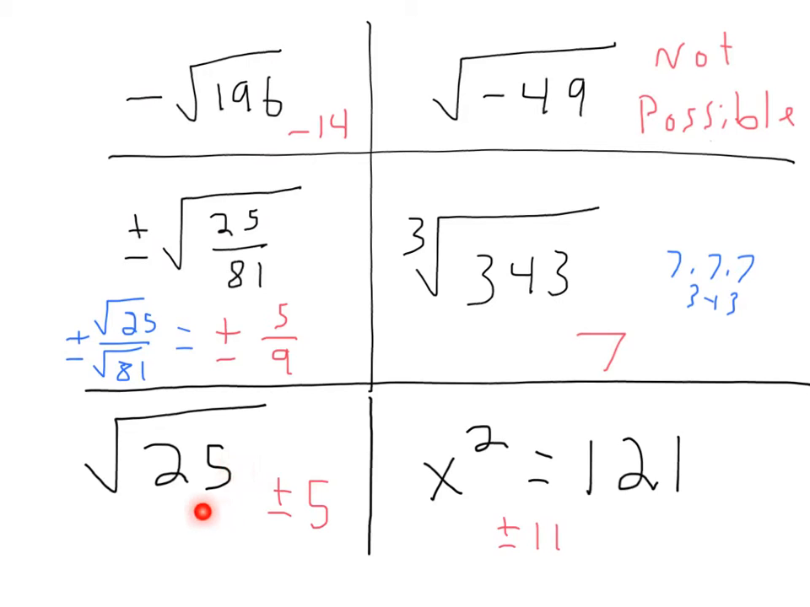Down here, a lot of people write 5. 5 is acceptable, but I need both answers because a negative 5 times a negative 5 is still 25. So you need that plus or minus 5. Same concept over here. X could very easily be a positive 11, or it could just as easily be a negative 11. If I were to square it, I'd get 121 no matter what I put. So you need to have that positive and negative to show me that you know both answers are possible.